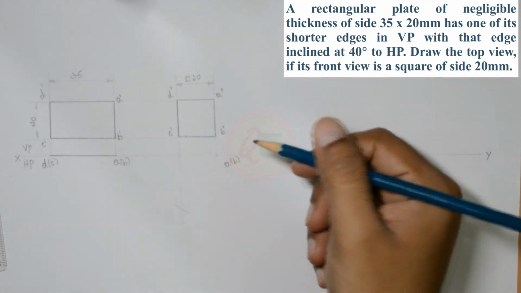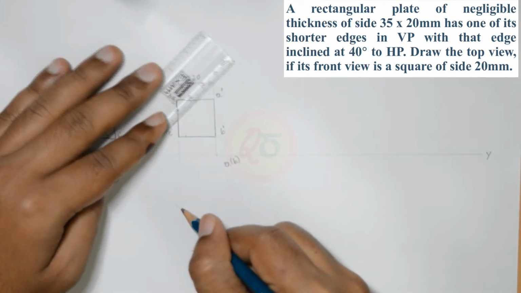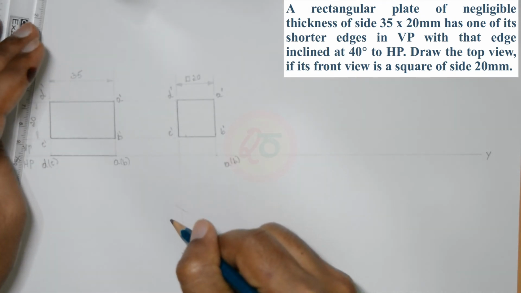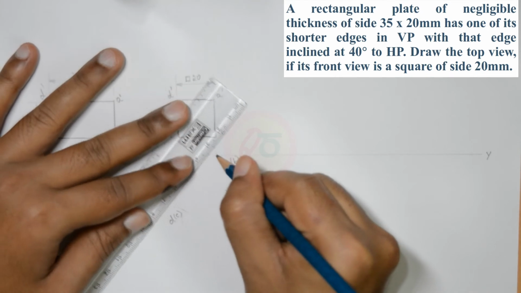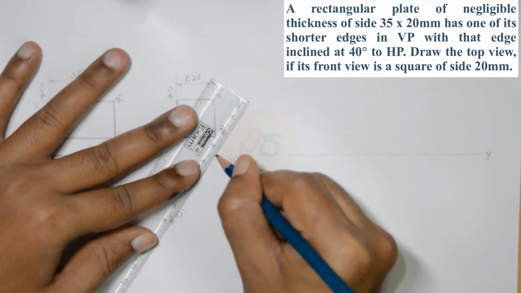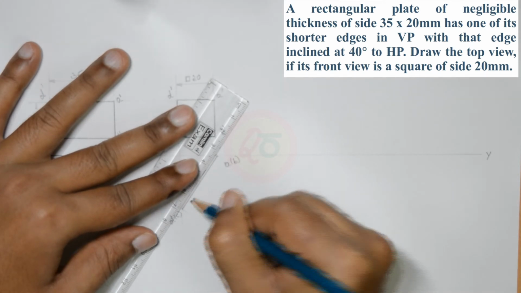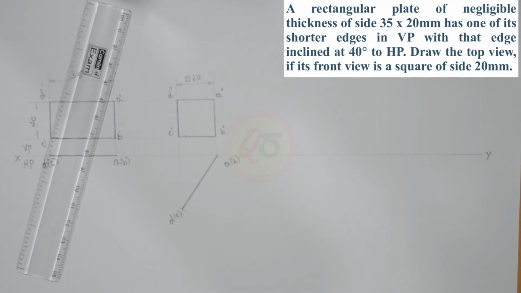So it should always be in contact with XY, or it should be in VP. The other point will be DC. Connect AB to DC. Okay. So this is the top view.